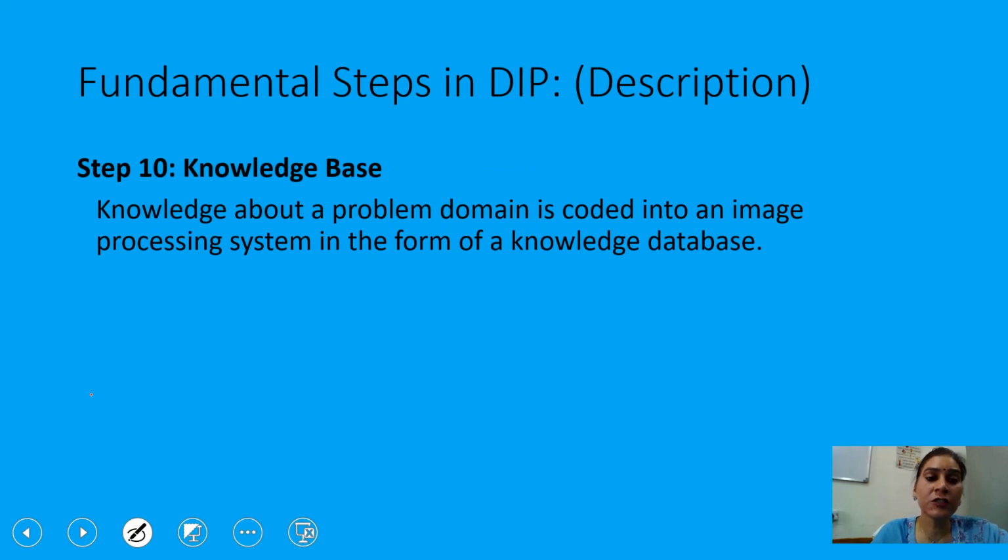Knowledge base. Knowledge about a problem domain is coded into an image processing system in the form of a knowledge base. So these are the fundamental steps in image processing.